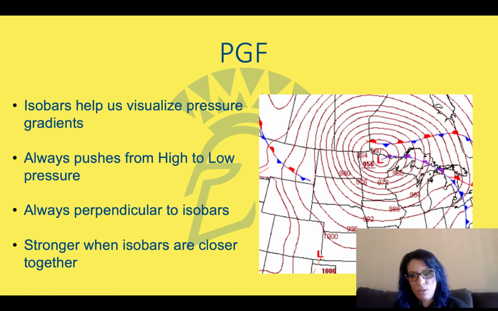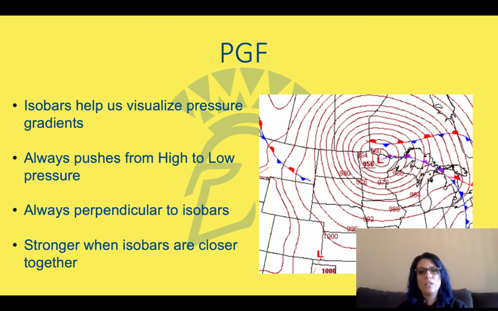So now going back to the weather map, we can look at between here and here, because those lines are close together. That means that it's a steep pressure gradient. That means that there's going to be a large force going on. That force is going to be strong.